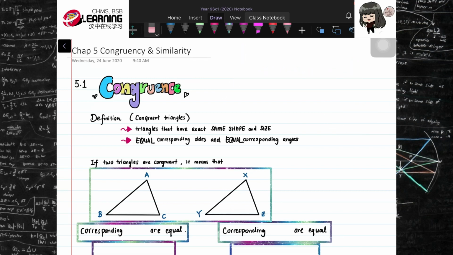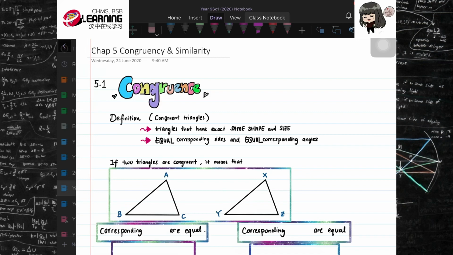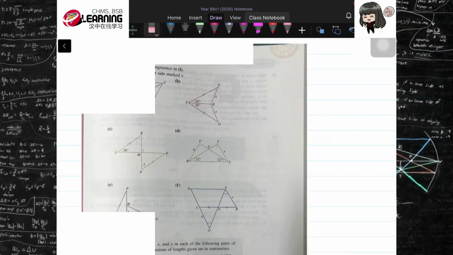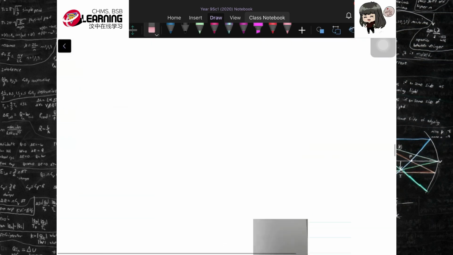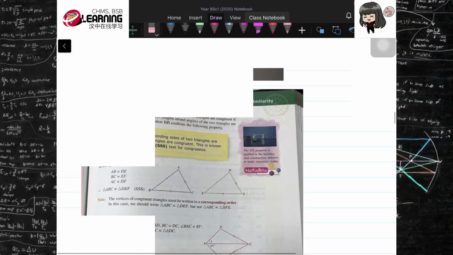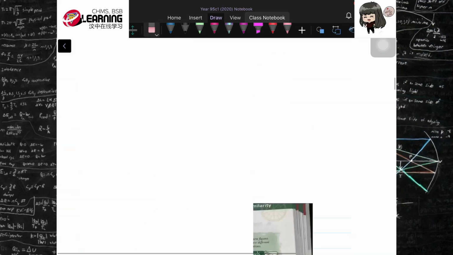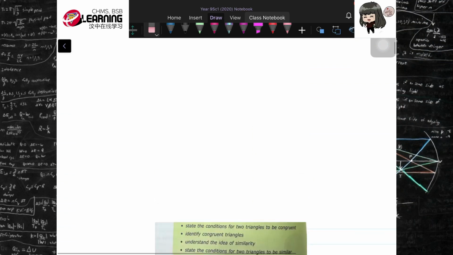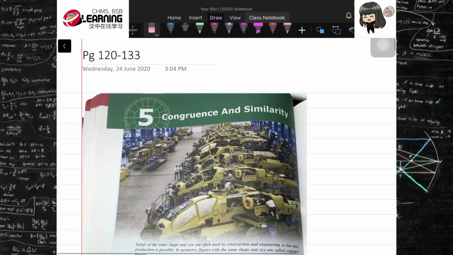So, today's lesson we are going to learn about Chapter 5, Congruency and Similarity. For your textbook, it is on page 120 onwards. This is quite a big topic here. Page 120 from your textbook is about congruency and similarity.